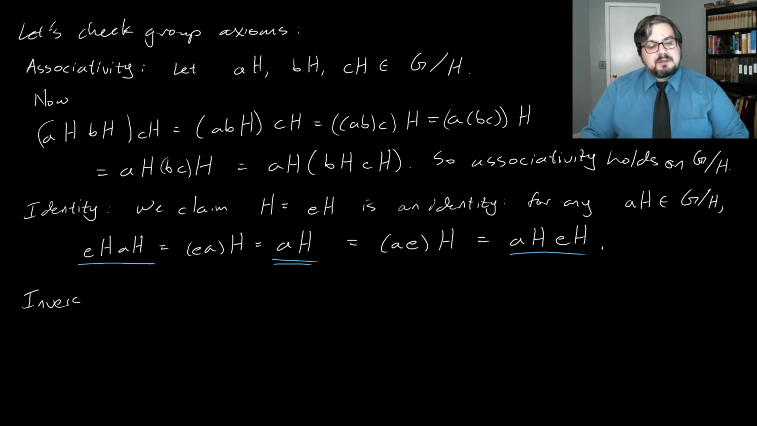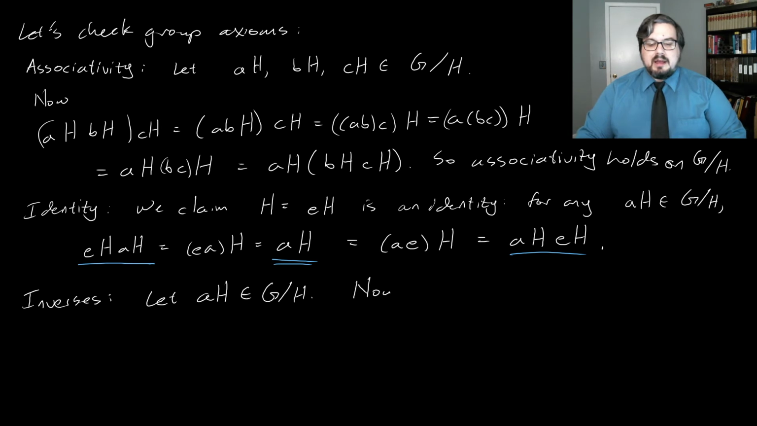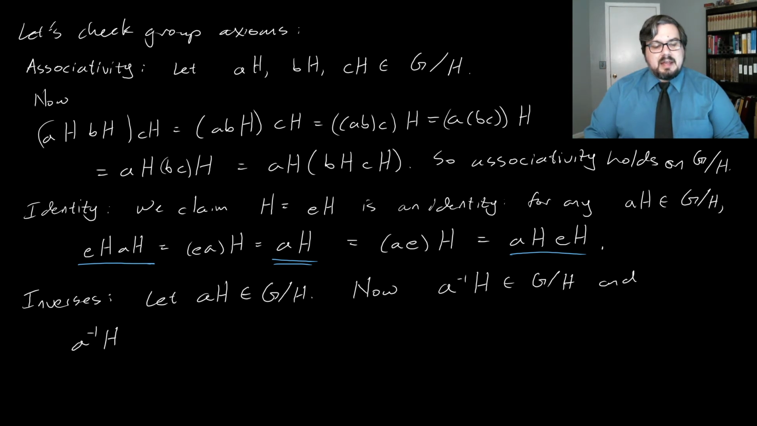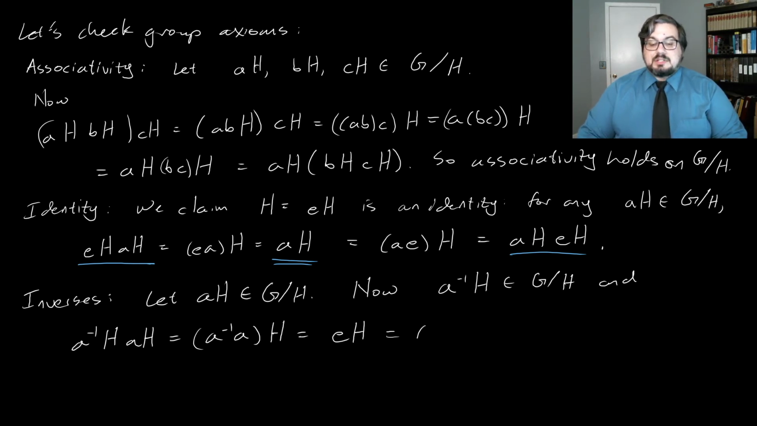Now for inverses, let's let AH belong to G mod H. Now we have that A inverse H is also an element of G mod H. And we have that A inverse H times AH is equal to A inverse A times H, which is the identity, which is the same as A inverse times H, which is AH times A inverse H.